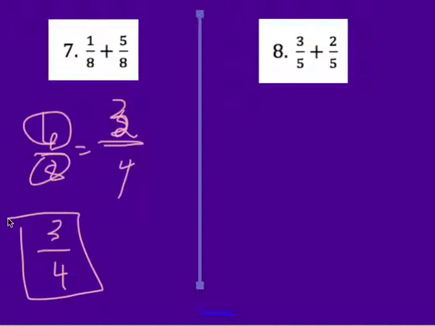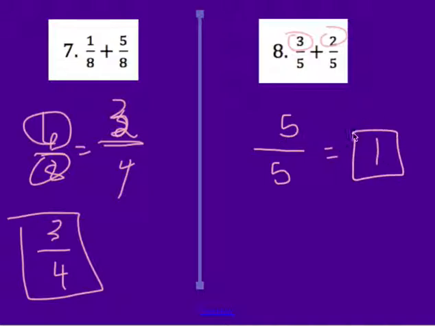Taking a look at number 8, again, same numbers in the denominator, so I can go ahead and add them. So I'm going to keep my denominator as 5. 3 plus 2 is going to give me 5. Well, I have 5 over 5. Remember that any number over itself is always 1. So that's your final answer for number 8.